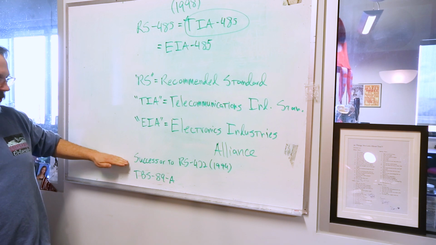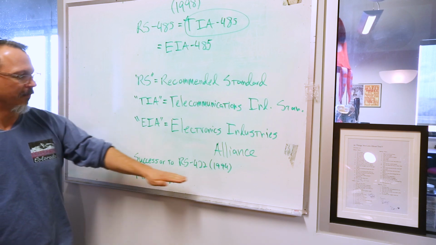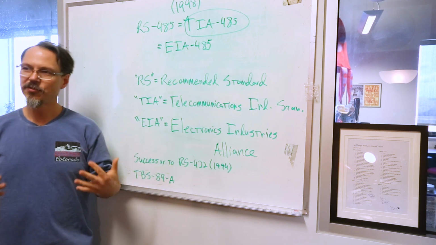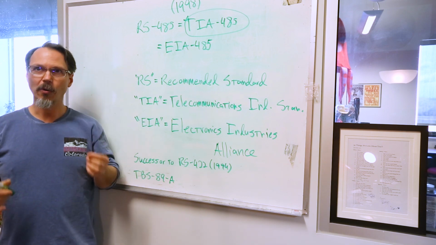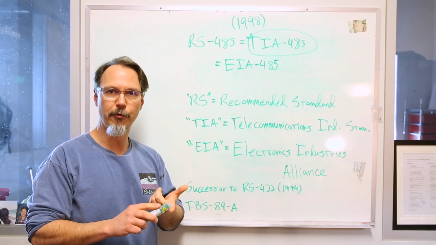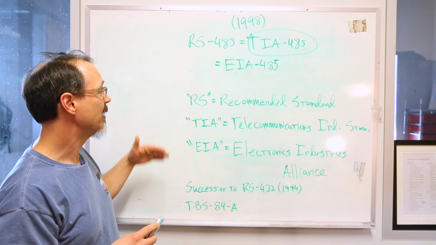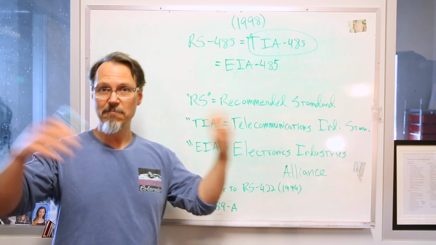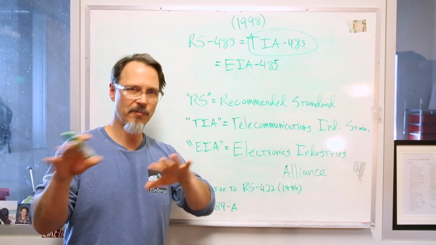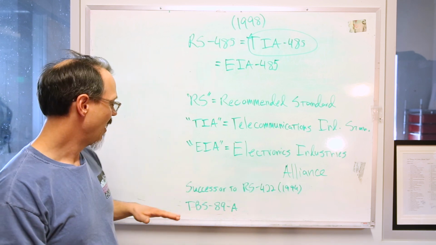485 is the successor to RS-422 from 1994, which is also a balanced line, but it only allows one driver on any given bus, whereas RS-485 allows many, up to 32, and there's some qualifications there. We'll talk about that as we go.